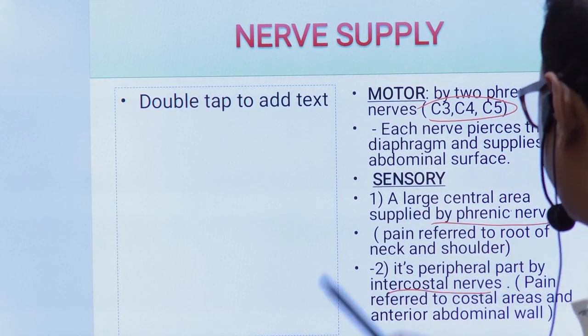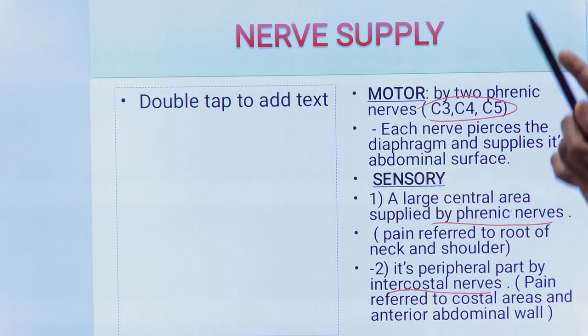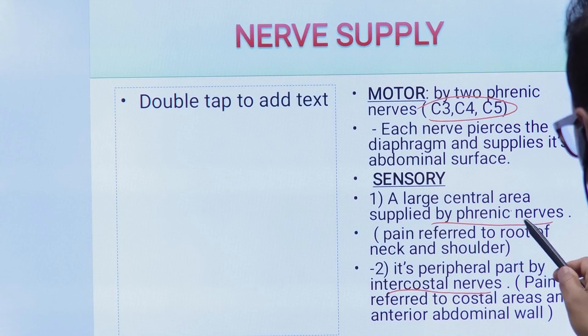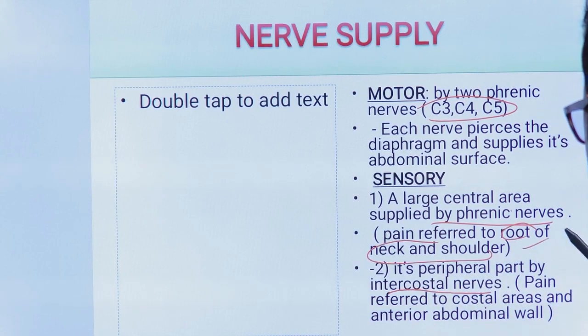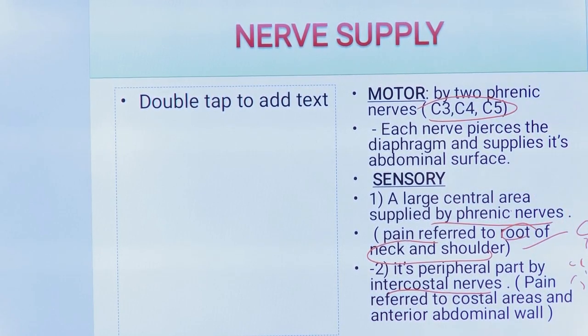So the central part, since it is supplied by the phrenic nerve, the referred pain will pass to the root of the neck and the shoulder, because they have the same root value, that is C3, C4 and C5. So it will refer to the root of the neck and the shoulder, and the peripheral part is taken care of by the intercostal nerve.